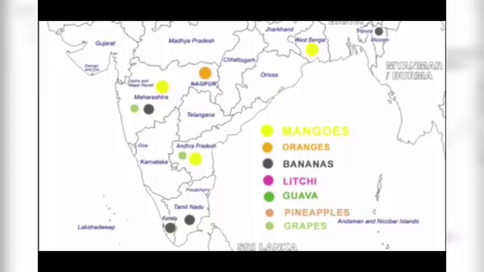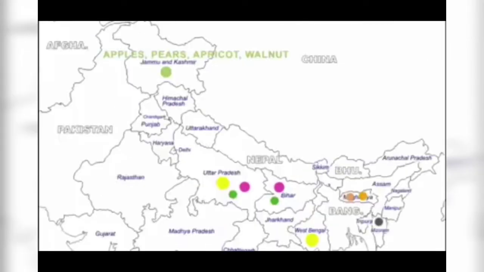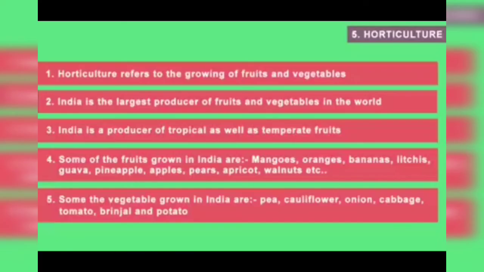Just have a look at this map. You will find all the places being marked which grow the respective fruits. So India also produces a lot of vegetables. The important ones are pea, cauliflower, onion, cabbage, tomato, brinjal and potato. So with this, we cover the entire horticulture crop.